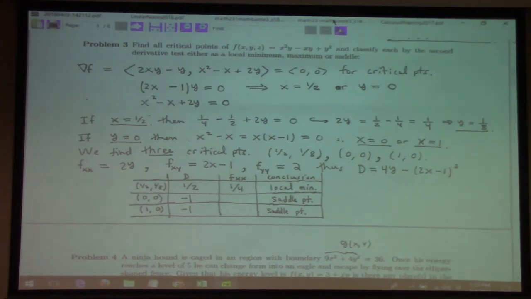Yeah. Why did you not have to find the second derivative, like the fxx, on the other two? On the other two. Like on the two at the bottom? Oh, it doesn't matter. The second derivative test says that if the big D is negative, it's a saddle. When the big D is positive, if fxx is positive, it's a minimum. If fxx is negative, it's a maximum. Just like the second derivative test from Calculus 1.